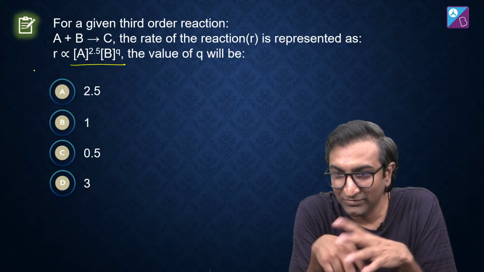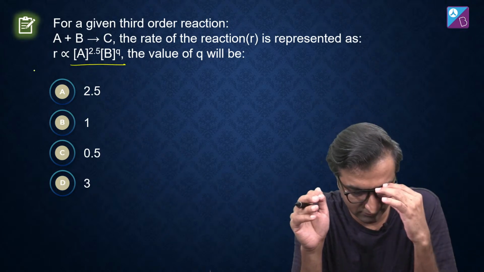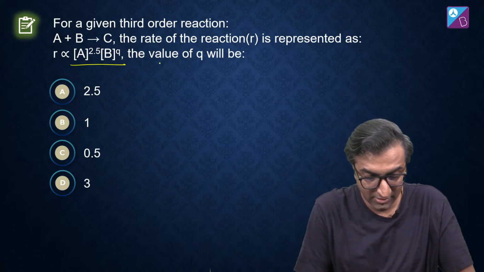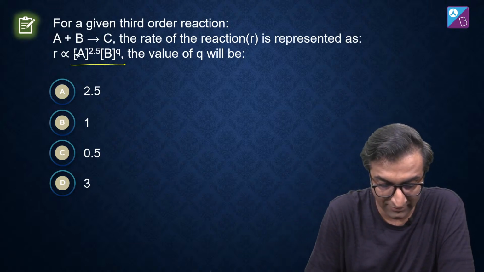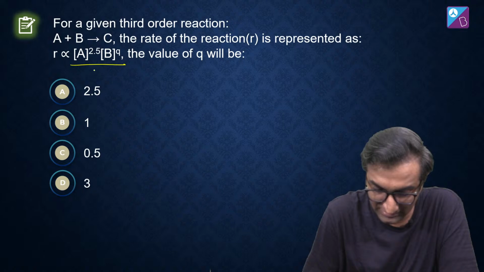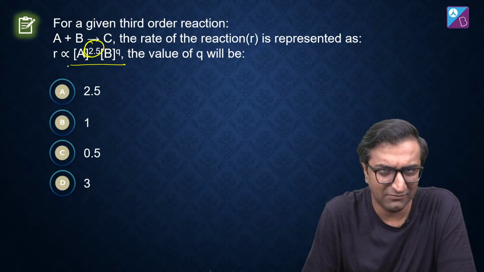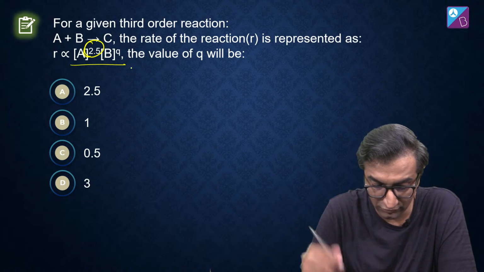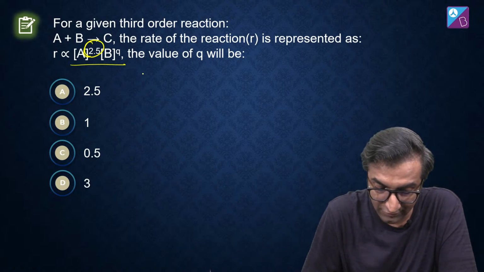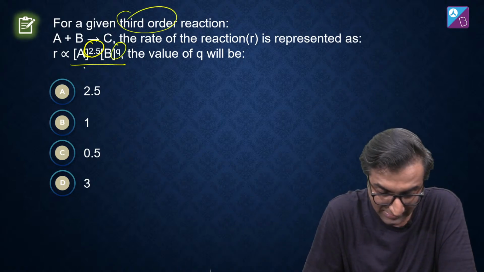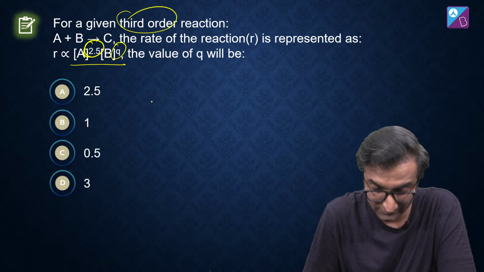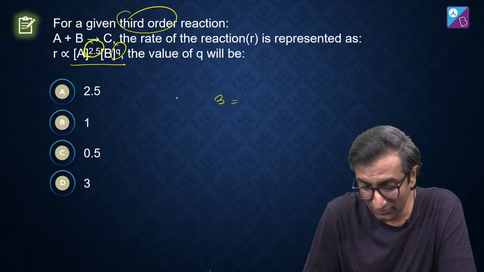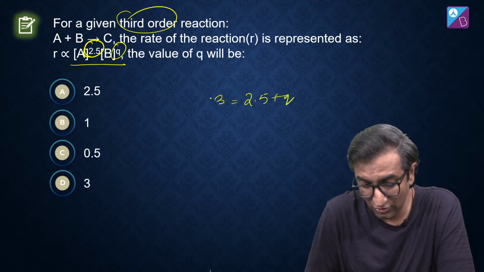I like the style. So you got a reaction. It says third order. I don't know how it's third order because it's obviously not an elementary reaction. There are more steps going on because it's saying A power 2.5, so it must not be elementary. It has a complex mechanism, probably 4-5 steps. We don't know what those steps are. But the overall order is given to be 3. So what will Q be? Really easy, right? 3 is going to be 2.5 plus Q. That's it. So Q is 0.5.